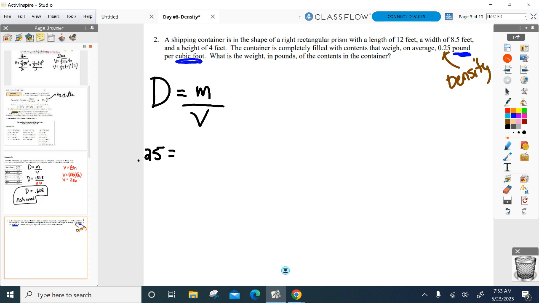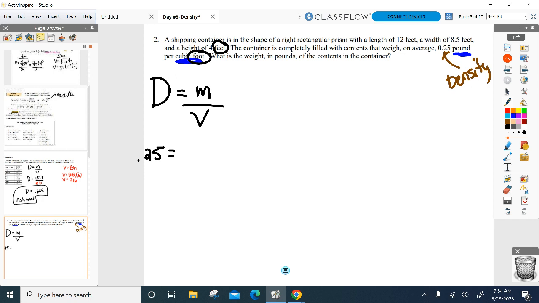Here's what I mean. On average, it's 0.25 pounds per cubic foot. What's the container in? Also feet. We're good. Because if they're not, I need to convert these units into whatever the density is. So I am going to stop you every single time and say, do the density's units match our object's units? Because if they don't, we do need to convert.